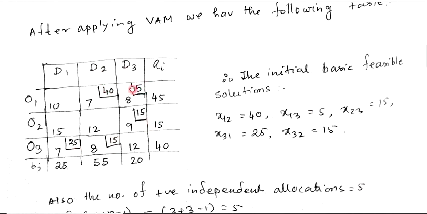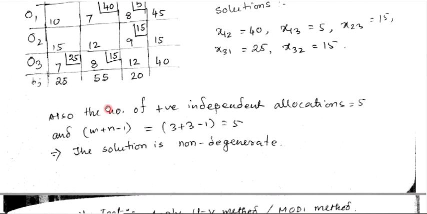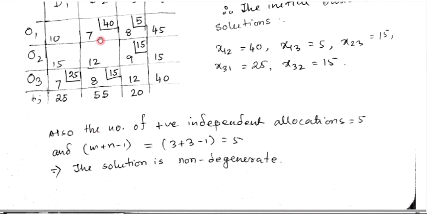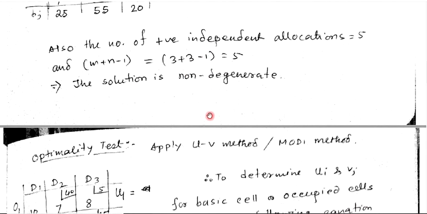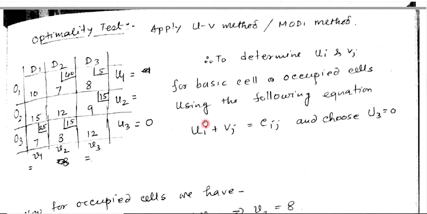That means we need the allocations. After the allocations in the transportation table, we must show whether the solution is degenerate or non-degenerate. Since the total number of allocations is equal to m plus n minus 1, which equals 5, the solution is non-degenerate. So this is the first stage. In the second stage, we are applying the MODI method.